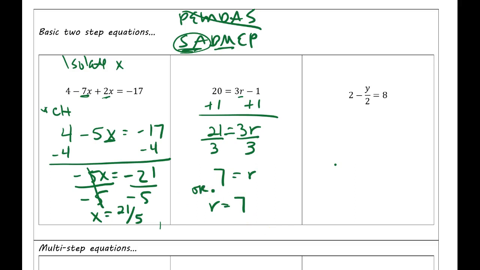The last one on this section is right here. Okay, we've got a y that's in an interesting position. You may not like how this is written, and if you don't, I want to remind you that a y in the numerator just means that there's an invisible 1 in front of it.